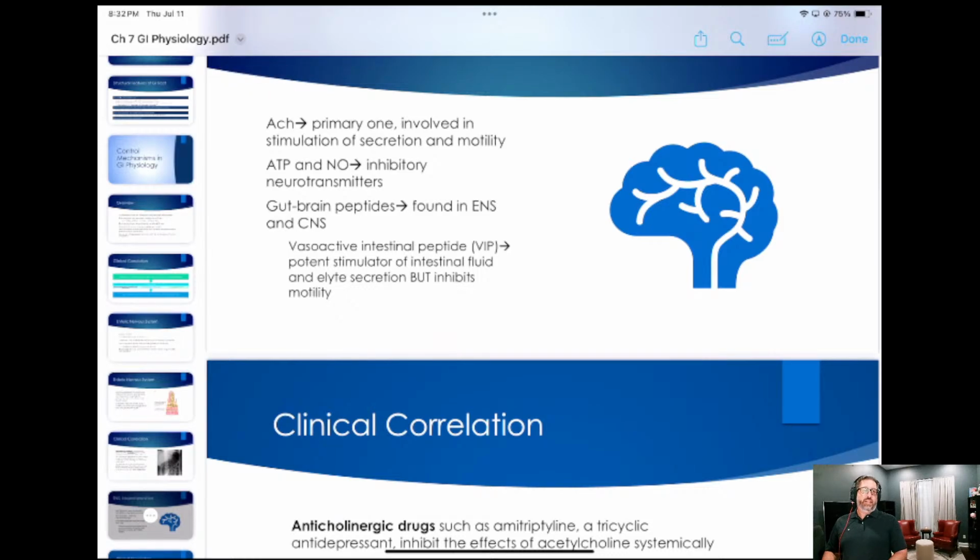I wouldn't go in much detail about this. Make sure you obviously know ACh, and ATP and nitric oxide. Don't go crazy with vasoactive intestinal peptide.